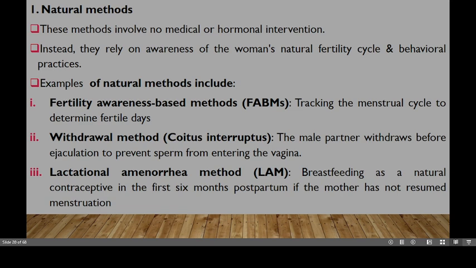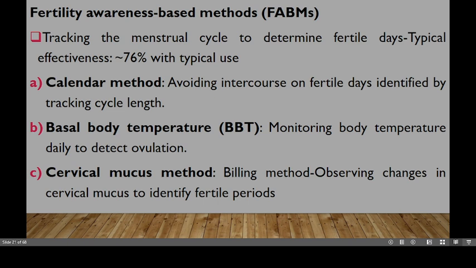All right, guys. So we have a number of family planning methods that we need to be aware of, starting with the natural family planning methods. These methods involve no medical or hormonal interventions. So they rely on awareness of the woman's natural fertility cycle and behavioral practices. We have a number of them. We have fertility awareness based methods, withdrawal method, and lactational amenorrhea method.